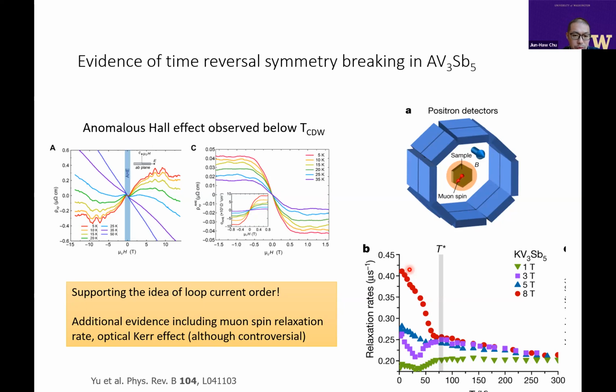So this time reversal symmetry breaking supports the idea of a loop current order, or you can think of it as an imaginary order parameter of the charge density wave. There are also other measurements like the optical Kerr effect, which I will discuss a little bit when I talk about optical birefringence. So this is time reversal symmetry breaking.